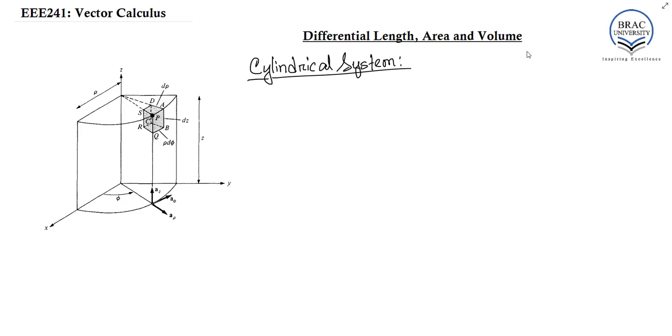Alright, now let's see what happens when we try to define the differential length of the cylindrical system. This is a little tricky as there is an angle involved, unlike the case in the Cartesian system. In the Cartesian system, we found the differential displacement vector is given by this expression over here.